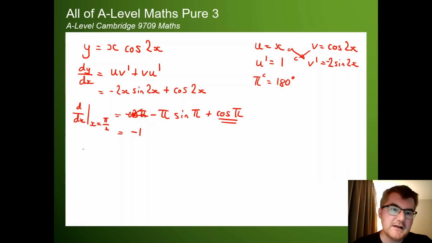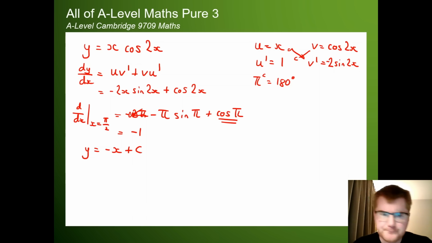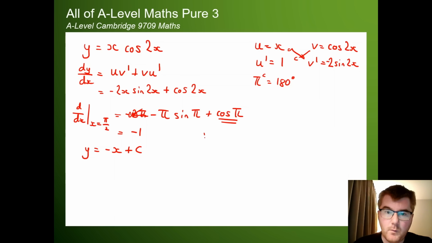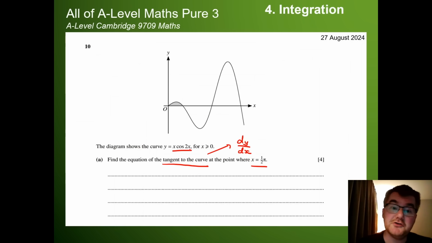So that means then we get the equation of y equals minus x plus c. However, we still need to work out the y-intercept here. Now, what we can do at this point is we've got the x value. So when x is equal to pi over 2, we can work out our y value at that point, substitute it back into the original function.